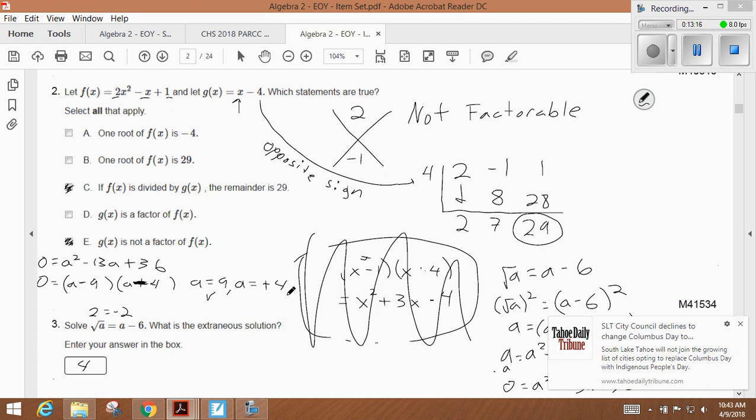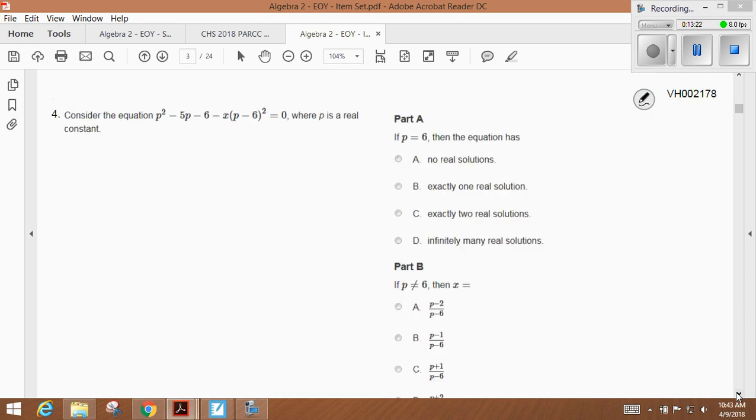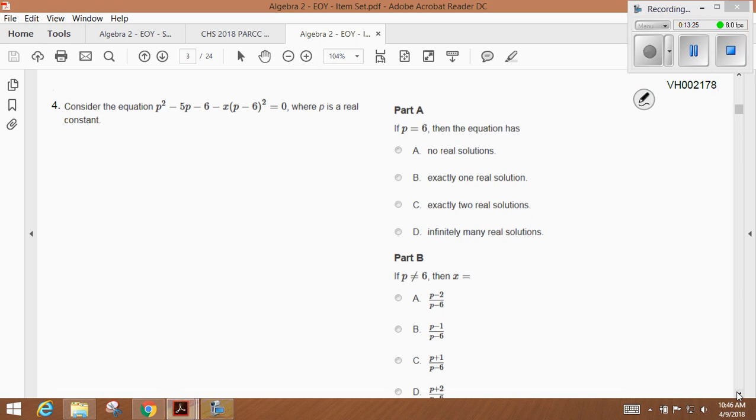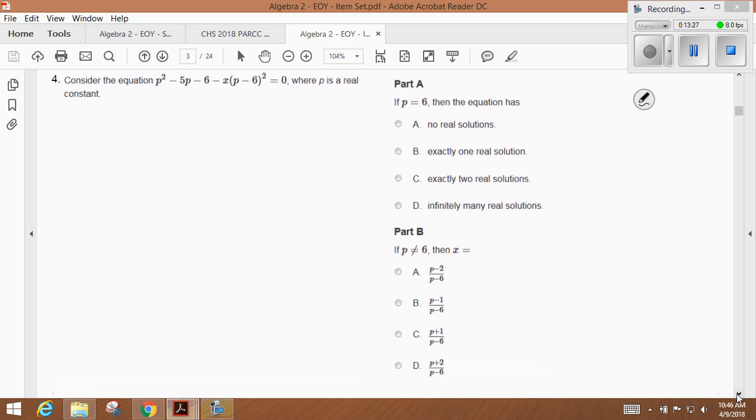Fantastic. Moving right along. So moving on to this next one. It wants to know if P equals 6, what's happening? So let's go ahead, let P equal 6, and see what happens, right?